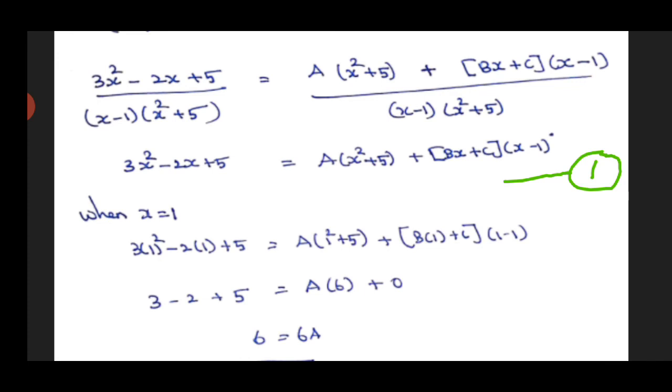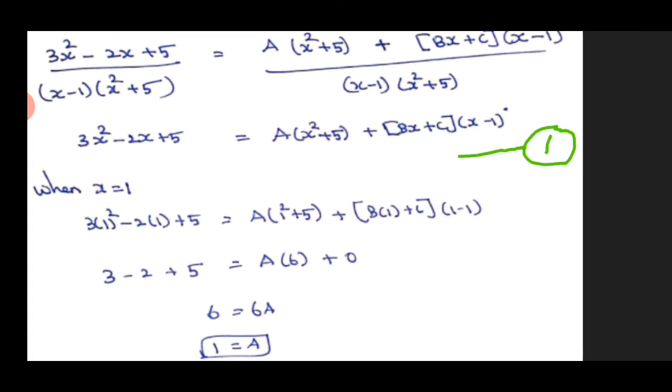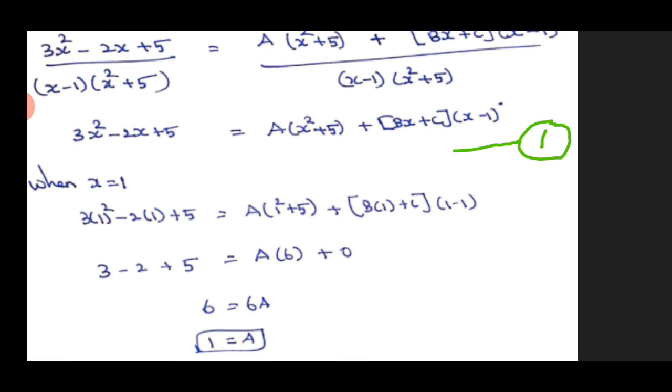So this is equation number 1. We are going to apply different values for x to get the values for a, b, c. First I apply x equal to 1. When I apply 1, 3 into 1 square minus 2 into 1 plus 5 equal to a of 1 square plus 5, plus b into 1 plus c, outside the bracket 1 minus 1.